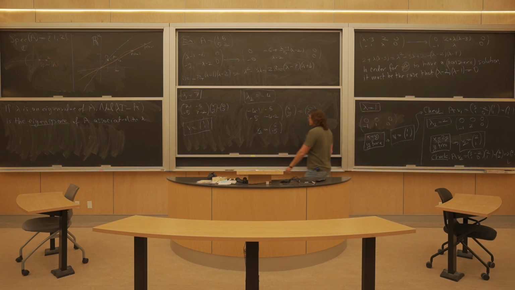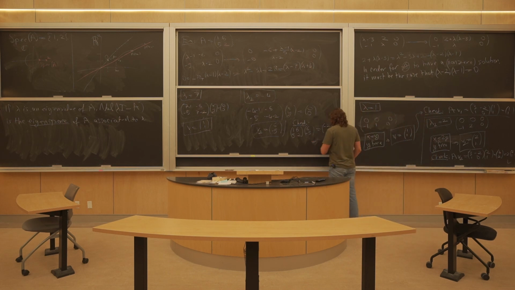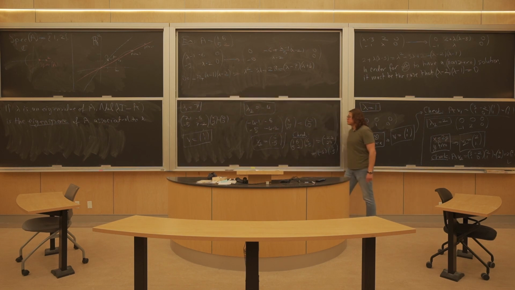Okay, let's check it. So 1, 6, 5, 2 multiplied by 6 minus 5. And that gives me 6 minus 30, minus 24. 30 minus 10, 20. Okay. So I can factor out this minus 4 to get back 6 here and minus 5 here. You see? It is indeed an eigenvector associated to the eigenvalue minus 4. And likewise, you can check over there.